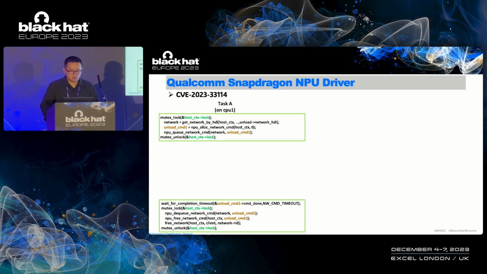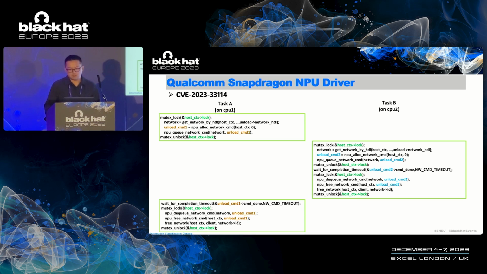As we can see, task A will acquire the mutex lock, allocate the unload command 1 and queue it into the command list of the network. And then it will drop the mutex lock and wait for completion of the unload command 1. When it's done, it will acquire the mutex lock again to dequeue and release the unload command 1. And it will call free network to release all the network command objects in the command list.